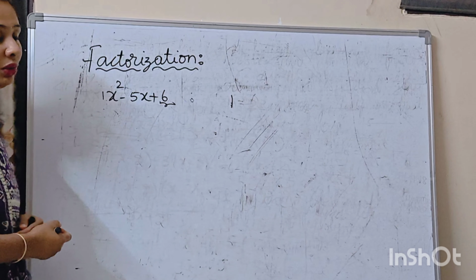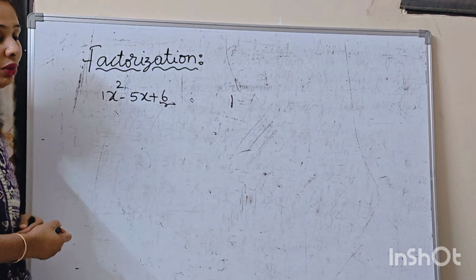Let's see. 6x square plus 5x minus 6. I said first we need to consider the coefficient of x square, which is nothing but 6. Right. I took 6. Now next I need to consider the constant term, that is minus 6. So I took that also. Now both we need to multiply. 6 into 6, how much? Minus 36, you got it.